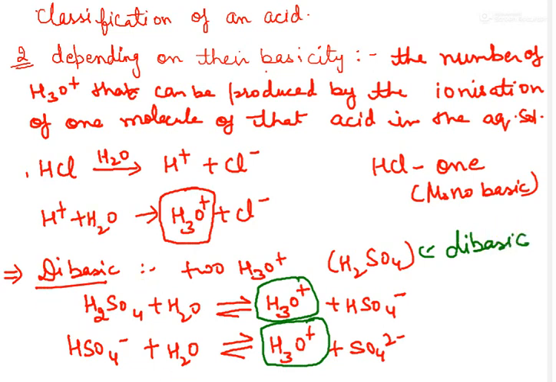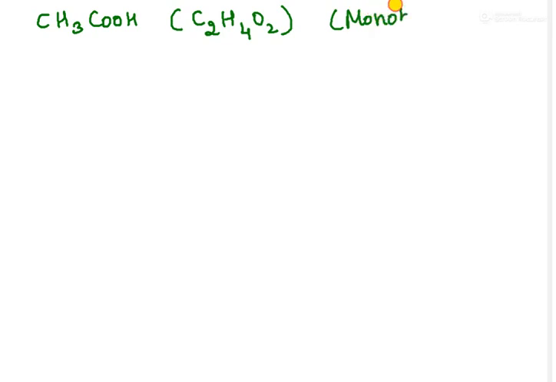One question arises: acetic acid contains 4 hydrogen atoms. The acetic acid formula is CH3COOH. If we condense this formula, it becomes C2, total hydrogen atoms 4, and oxygen atoms 2. So the chemical formula of acetic acid contains 4 hydrogen atoms, but it is monobasic. Acetic acid is a monobasic.